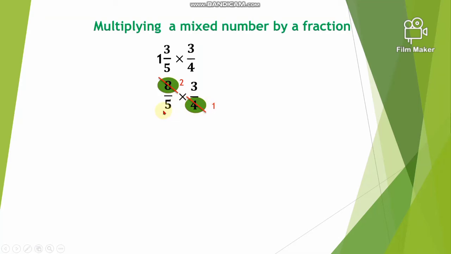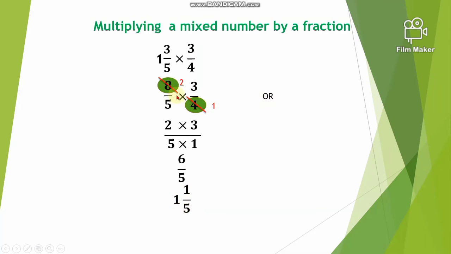Then, since there are no more common factors, you can multiply the numerator values separately and the denominator values separately. Now you can see in the numerator only 2 and 3 are there. In the denominator 5 and 1 are there. If you multiply these, you will get 6 in the numerator and 5 in the denominator. So this is again an improper fraction. Then you can convert it into a mixed number.